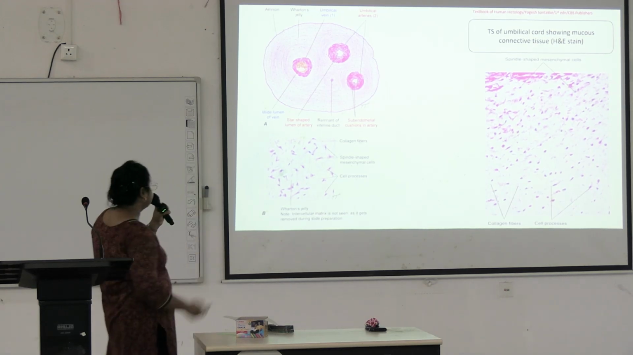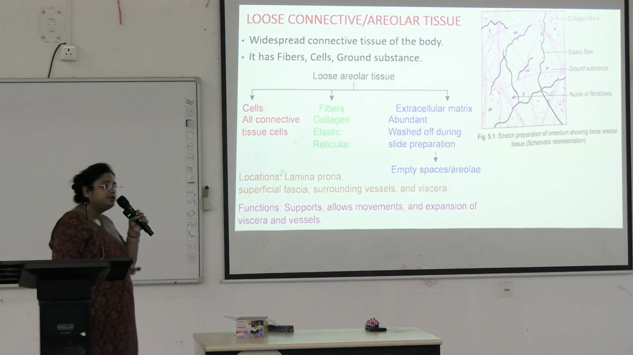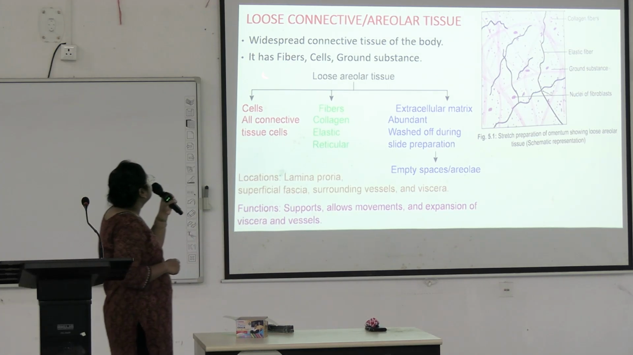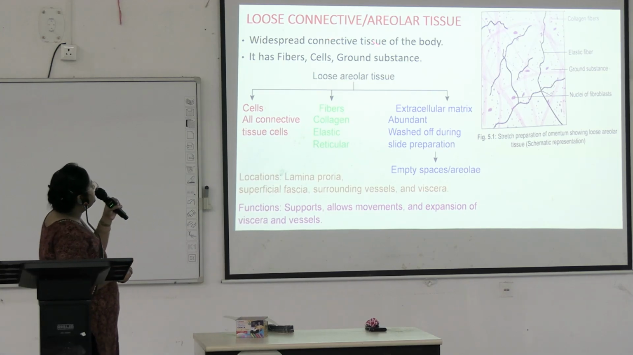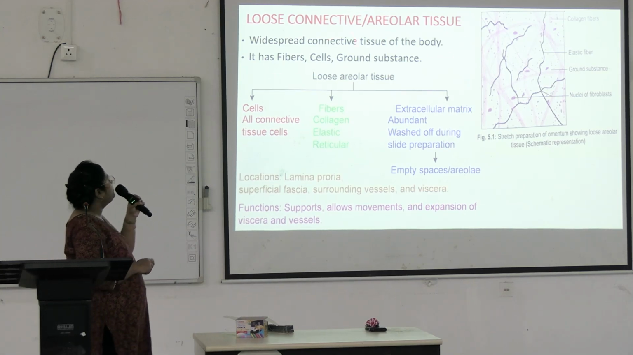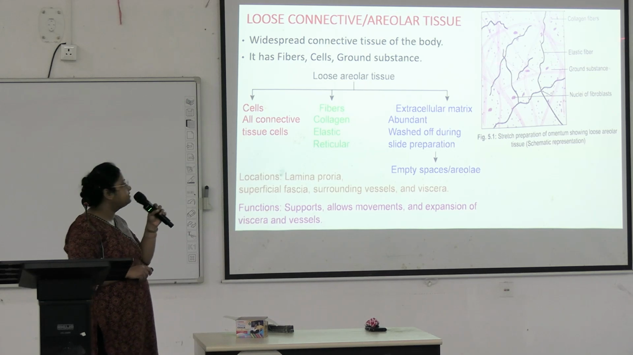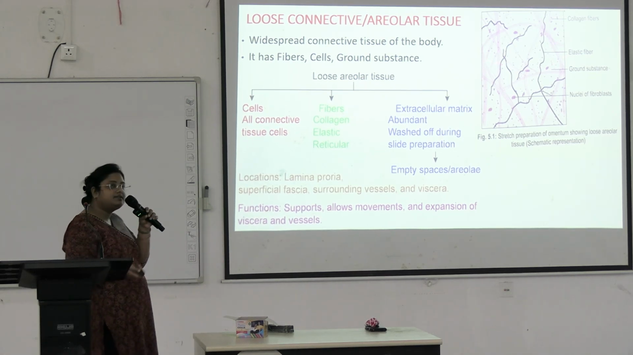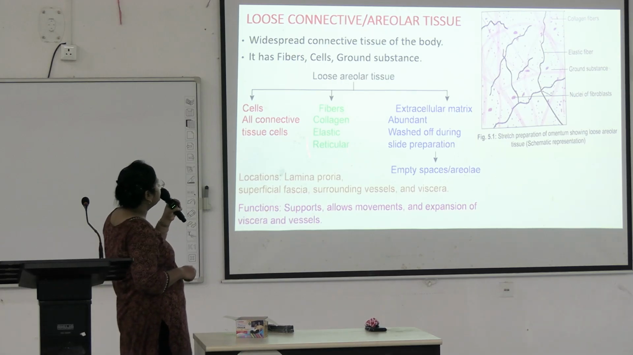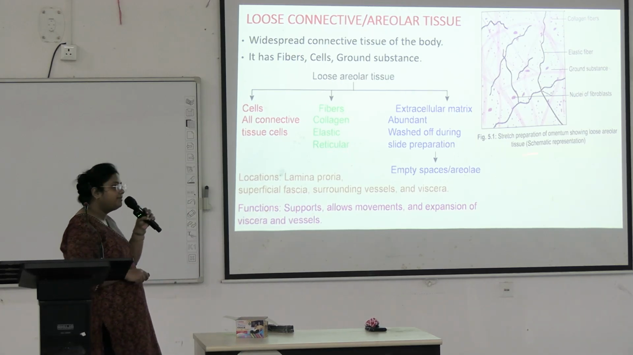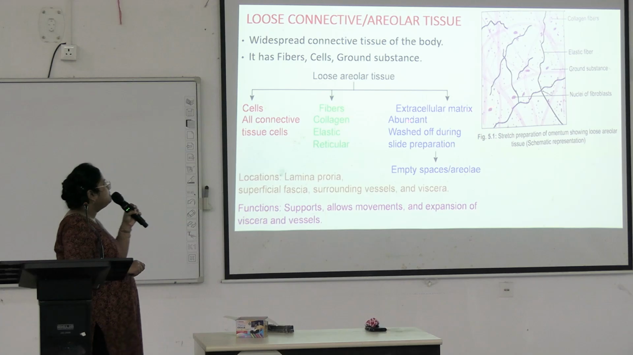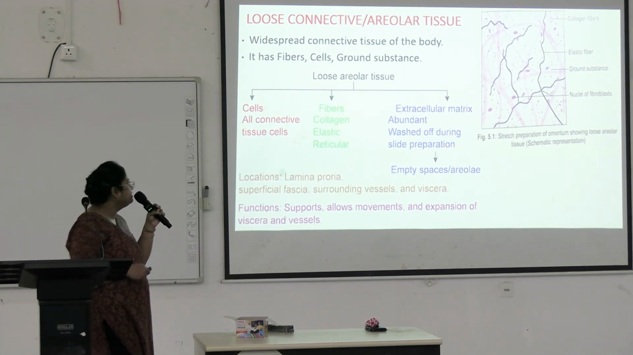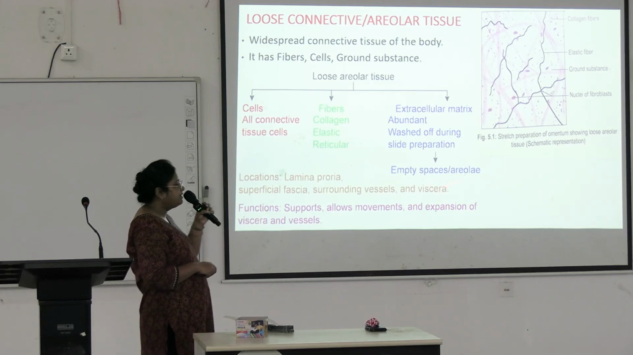Okay, next. So next we are going to loose connective tissue, loose areolar connective tissue. This is the widespread connective tissue of our body. It has fibers, cells and ground substance. In loose areolar connective tissue, all connective tissue cells are present. Fibers are these three types: collagen, elastic and reticular fibers. It has an extracellular matrix that is abundant and washed off during slide preparation, creating empty spaces or areola.